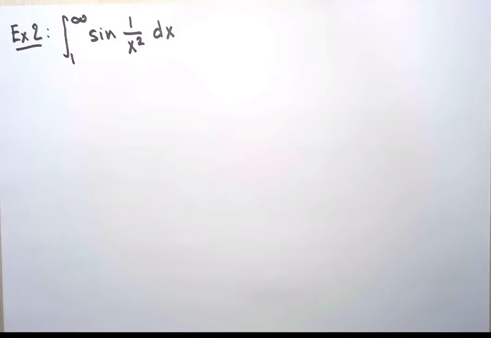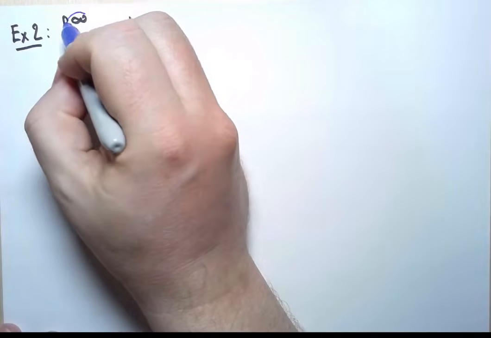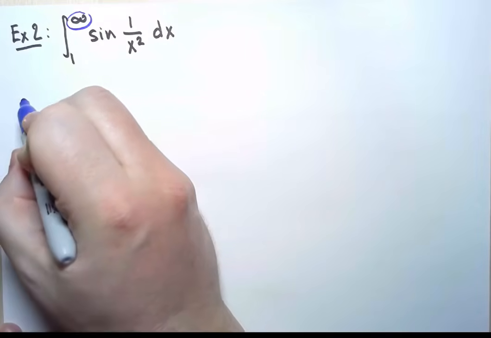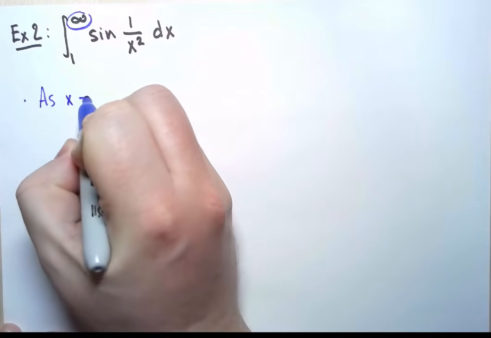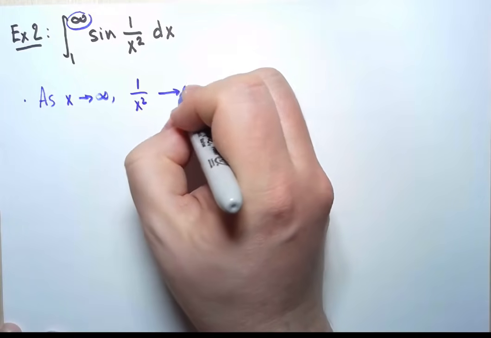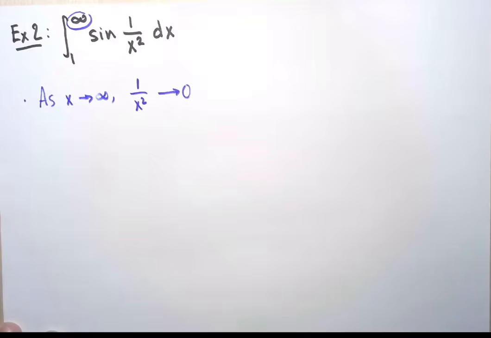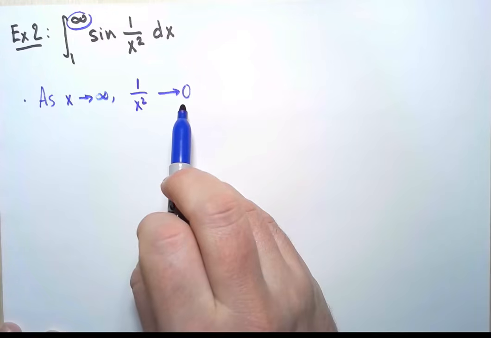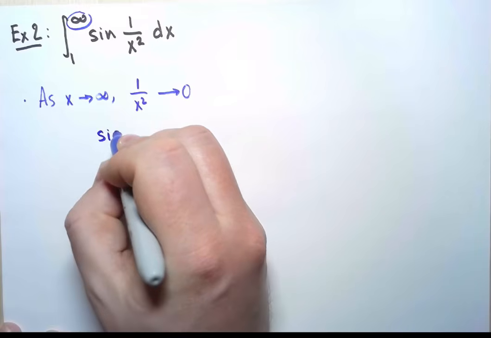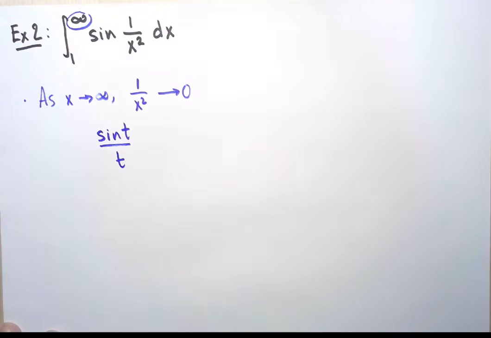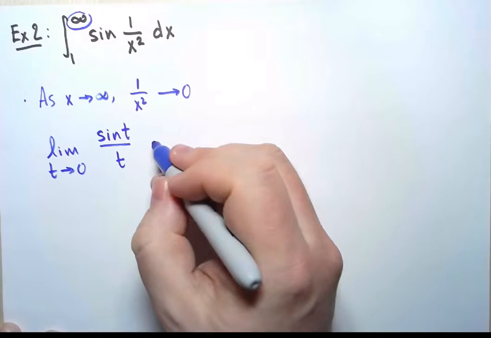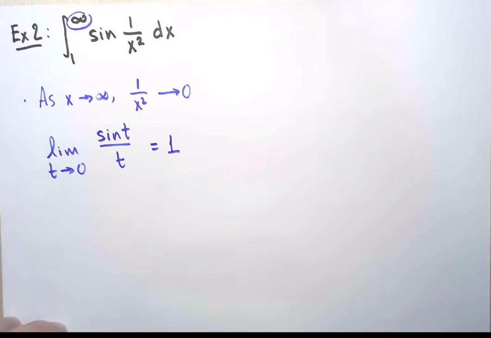Okay, this integral is improper at infinity. The only thing that matters is what happens when x is large for the purpose of convergence. And what I can notice is that as x approaches infinity, 1 over x squared approaches 0. Alright, so I have sine of a function that is approaching 0. And this makes me think of an important limit that we know well. If I calculate the limit of sine of t over t as t approaches 0, we know that this limit is 1. It's a very standard one.